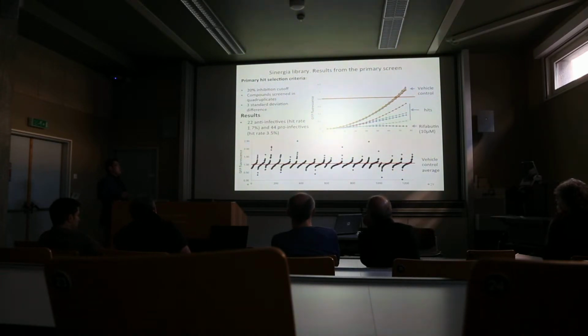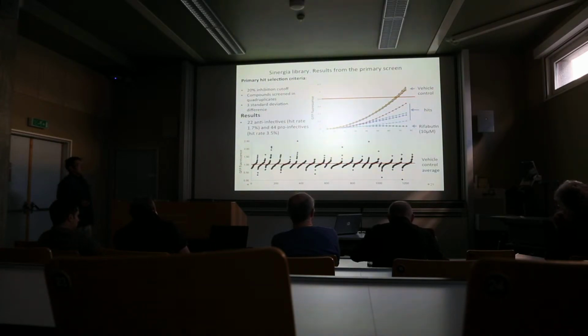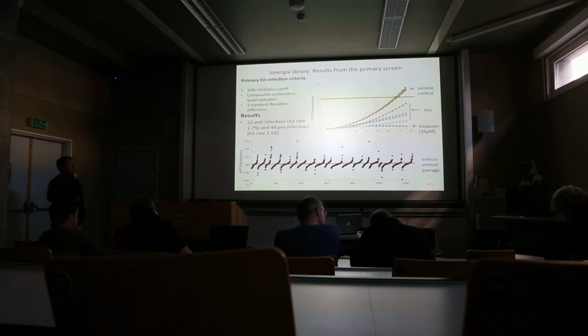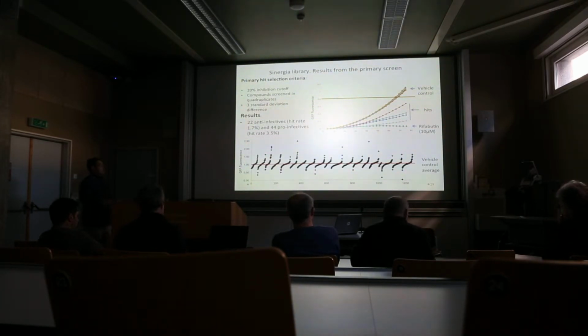So here you can see the growth curves for our vehicle control. This is the fluorescence, and it's observed over time for 72 hours. It's mycobacteria growth. And you can see that when we add our compounds, we observe inhibition of the growth. And this is our heat-like activities. This is our positive control with formaldehyde at 20 micromolar concentration.